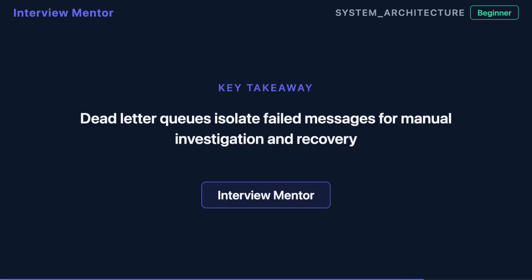Remember, dead letter queues are quarantine zones for failed messages, preserving them with full context until you're ready to investigate and resolve the issue. Practice explaining this confidently.